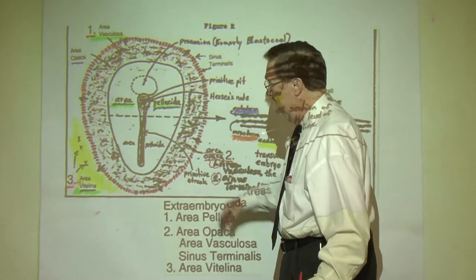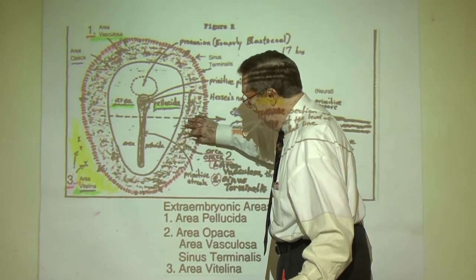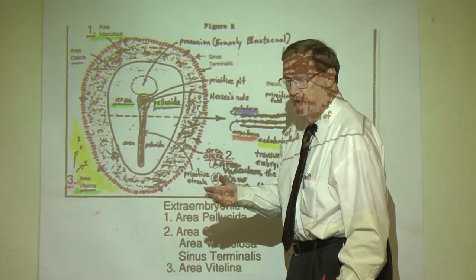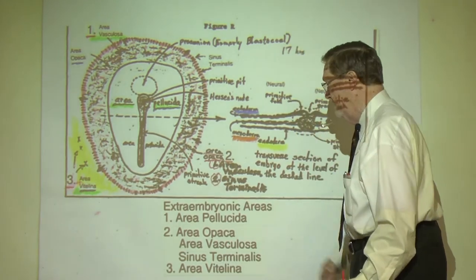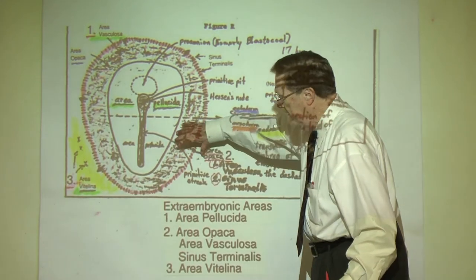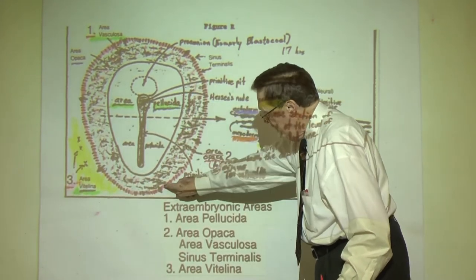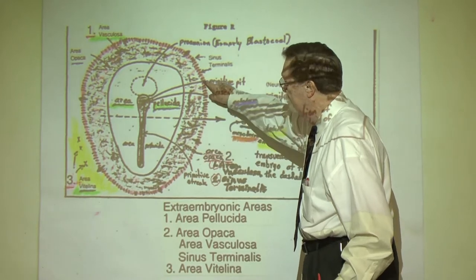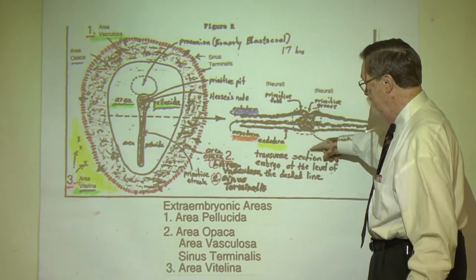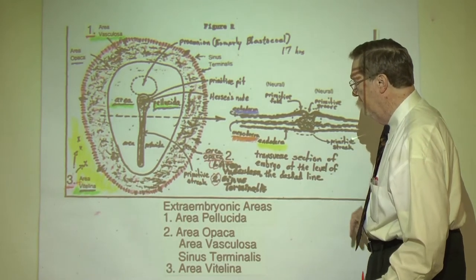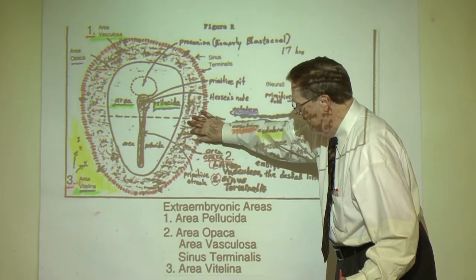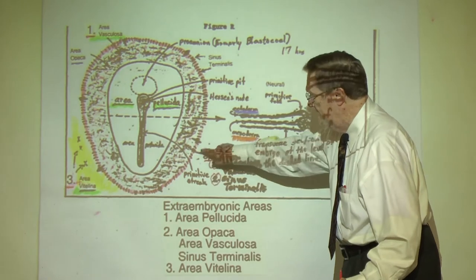And since it is not pellucid or clear, but is opaque, and light doesn't go through it very well, it's called the area opaca. Now the area opaca is made up of basically two parts, the mottled area here, but around the outside of it there is a blood vessel. It goes all the way around, called the sinus terminalis.